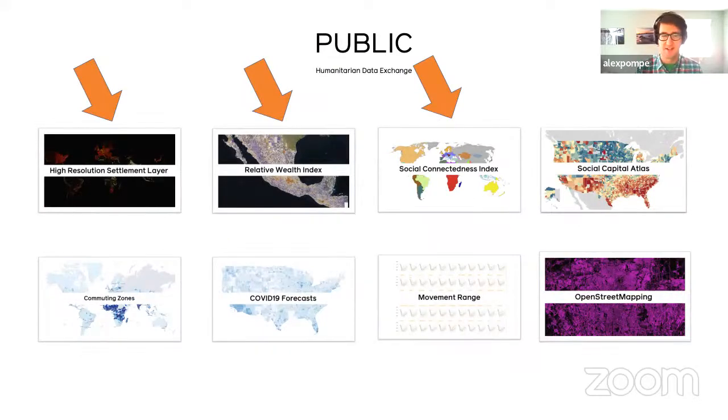These 3 data sets, the high resolution settlement layer, the relative wealth index, and our social connectedness index are all available fully publicly. We release our publicly available data sets on the UN's Humanitarian Data Exchange. It's often called HDX. I'll be sharing QR codes that you can scan with your phone, and we can drop the links into the chat. You can be downloading these data sets and starting to work with them even as I'm talking.